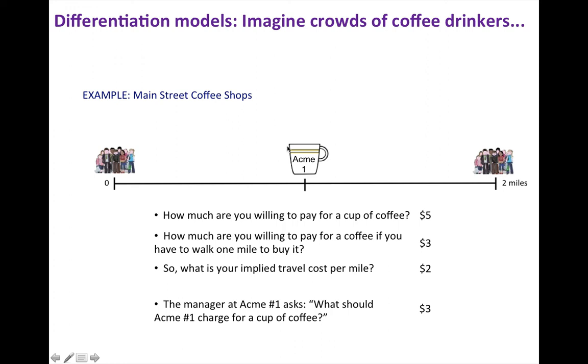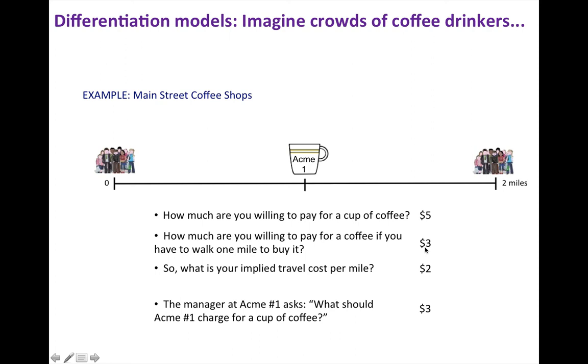So here is the challenge, okay? All consumers are willing to pay $5 for coffee. So that's their willingness to pay for coffee. But they don't like walking. So if they have to walk a mile to get to the coffee shop, then they're only willing to pay $3 for that cup of coffee.